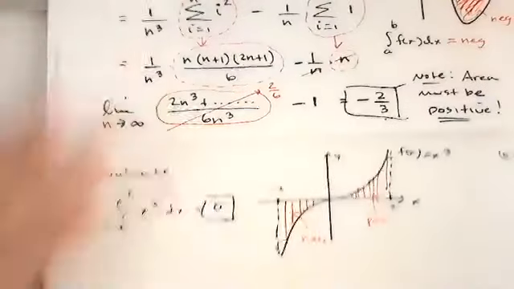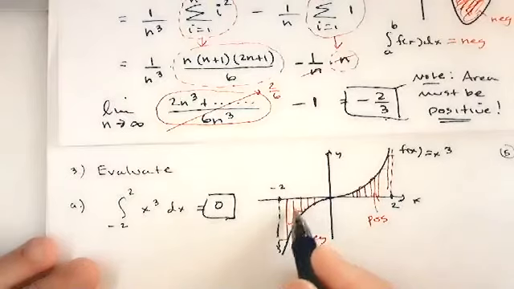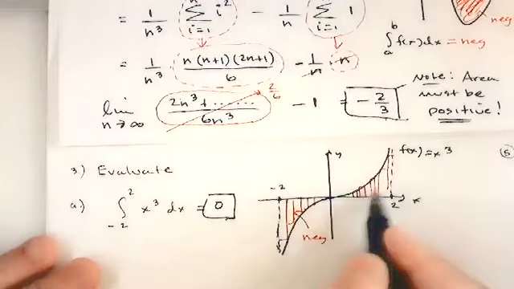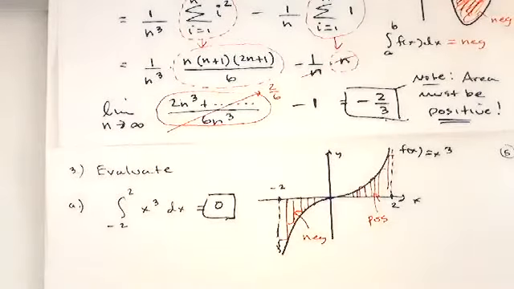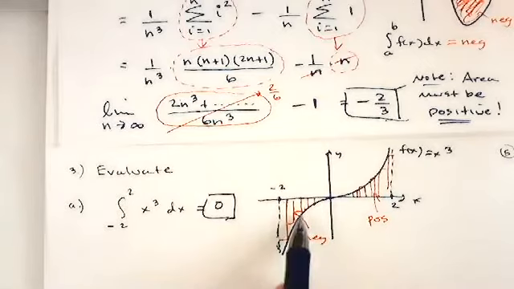Now, of course, what I'm not saying is that this area plus this area equals 0. Area has to be positive. It's just that when you do the integral, it would come out to be 0, because of this part being negative.